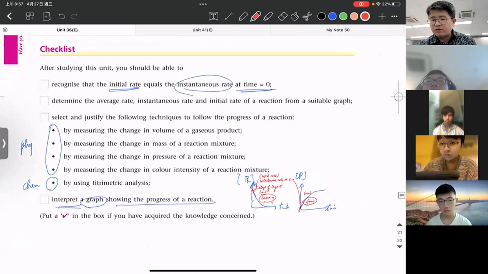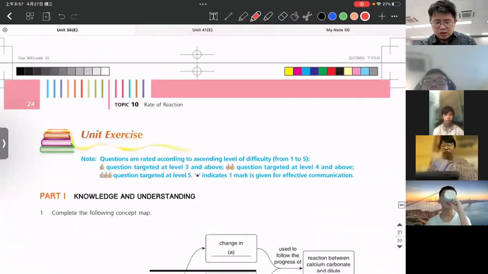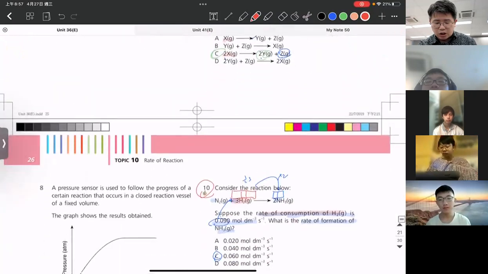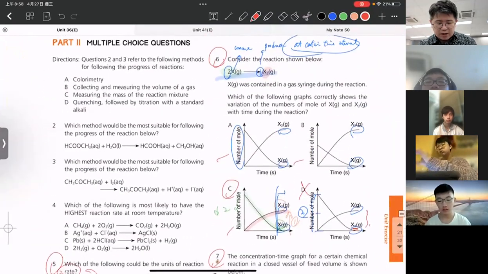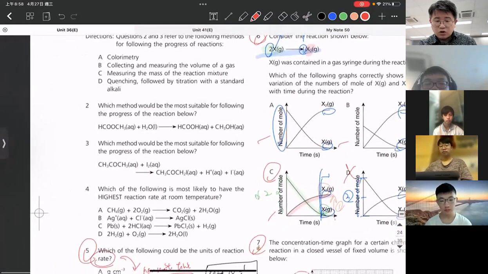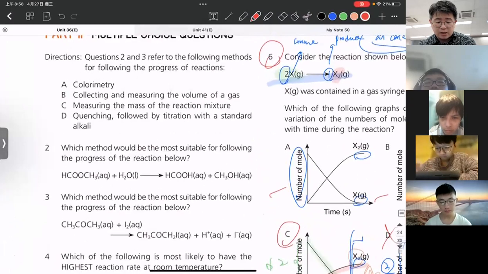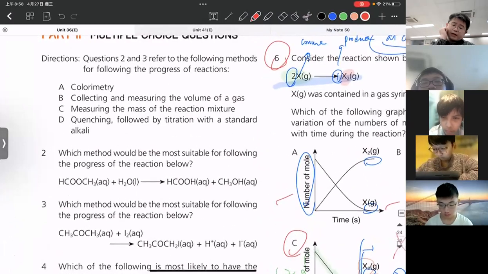So all those have been covered, now together with the concept of doing some calculations, so you may get to know something more about the mathematics behind. Today we will focus on the MC, first of all, number 2, 3, and 4, mainly 2 and 3. It is choosing the appropriate method to monitor the progress of the reaction.